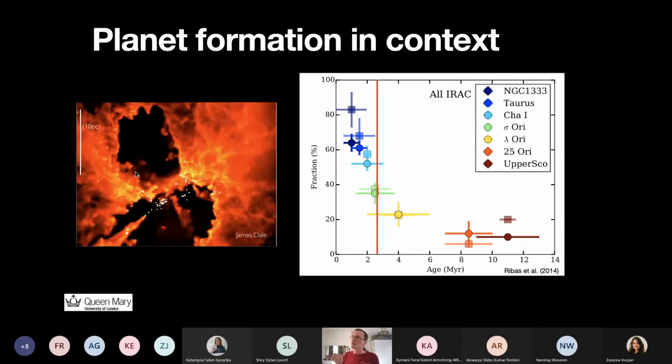So the important takeaway point here is that if you're making planets in these disks, you're generally doing it in this kind of environment, okay? The images I showed you before, you can imagine those as isolated systems just sitting out there in space, those disks, but actually they're in this kind of region typically.